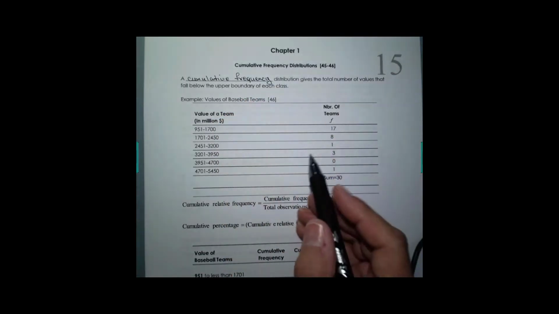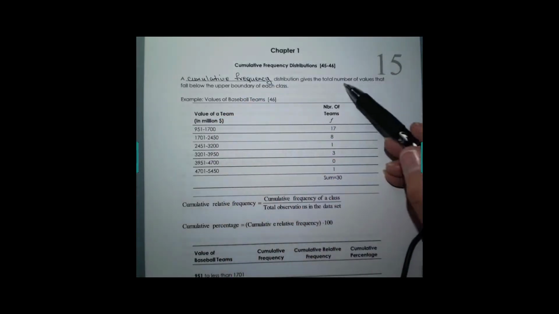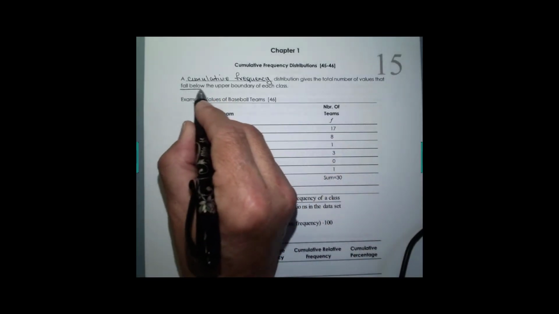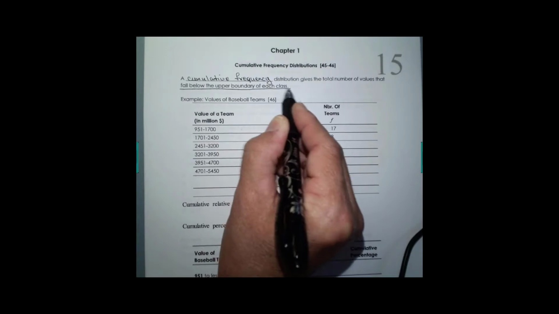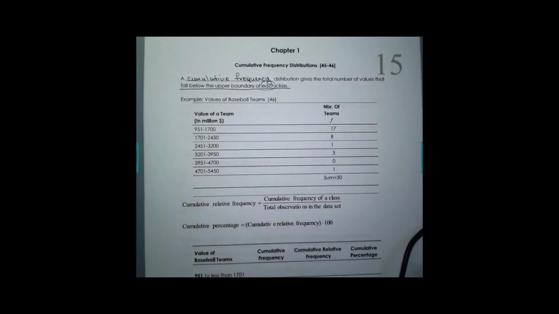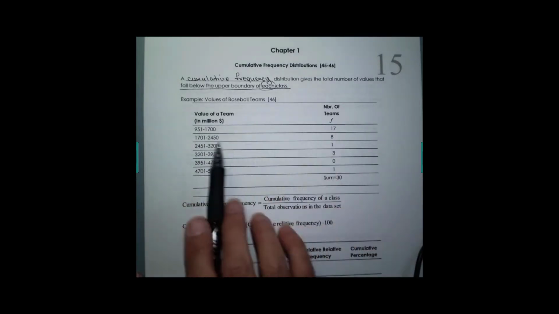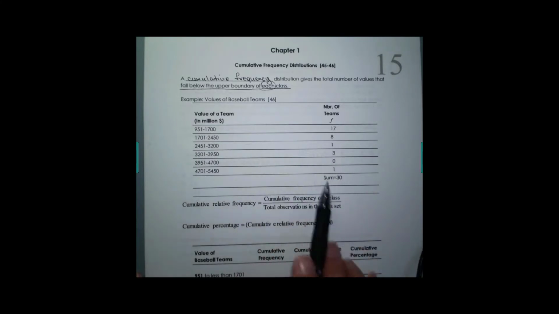A cumulative frequency distribution gives us the total number of values that fall below the upper boundary of each class, okay? Of each class. So I'm going back to my baseball teams, and I've already just recreated that frequency distribution table for you. The first group, of course, had 17 teams, and the second group had 8, and you remember the data. So we can work with it. I just wanted to recreate it on this page for you.